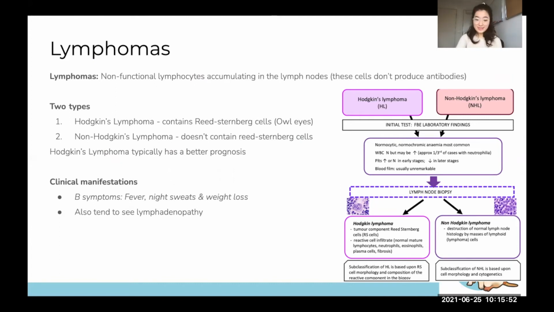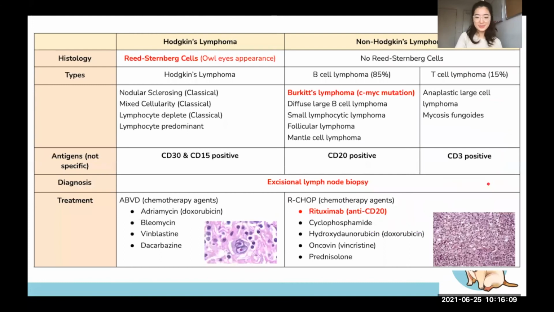In terms of signs and symptoms, you'll get your B symptoms, which is fever, night sweats, and weight loss. You will also tend to see lymphadenopathy, compared to leukemias, which tend not to have that. By the way, this picture is also from faculty, so don't worry, you'll get all of this explained in depth by them as well. But yes, this is a table that I put together: Hodgkin's lymphoma versus non-Hodgkin's lymphoma. Make sure you know Reed-Sternberg cells is what differentiates the two of them.